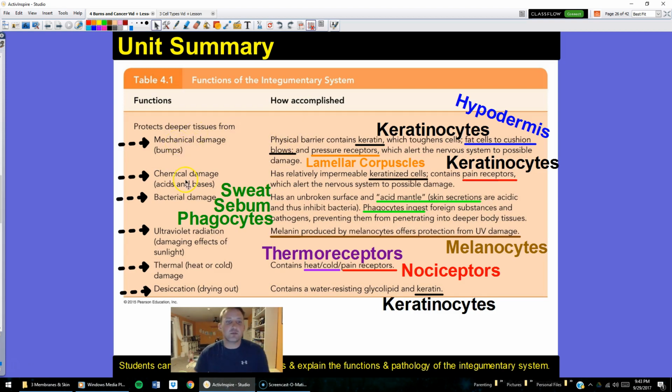The integumentary system prevents and protects us from all sorts of damage. So it prevents a lot of damage. Mechanical damage, chemical damage, bacterial damage, UV damage. That's what this lesson was primarily about with cancer, was that UV radiation can cause cancer. So the integumentary system prevents that kind of damage with melanin. It prevents thermal damage from hot or cold. It also prevents drying out damage, so it prevents desiccation. So all sorts of damage that we are protected from thanks to our integumentary system.